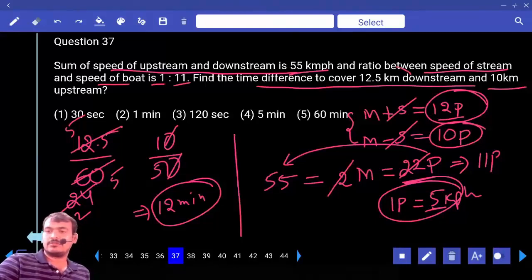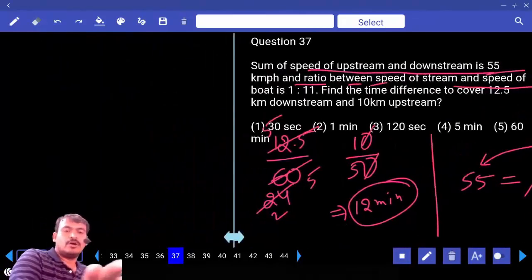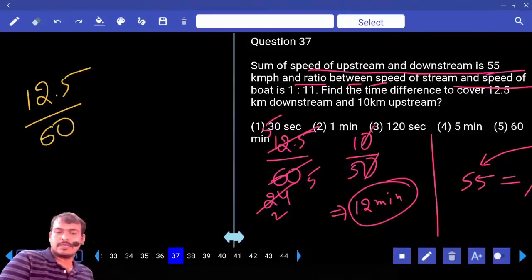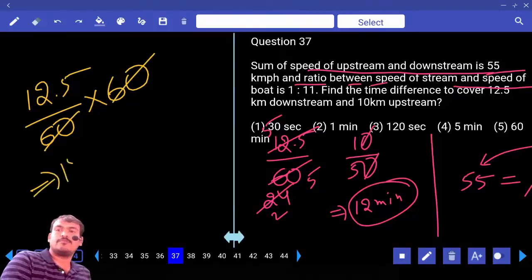Distance is given how much? 12.5. M plus s is how much? 12 parts. 12 and a half by 60. Converted to minutes or hours? Minutes. Into 60. Both 60 are cancelled. What is the remaining value? 12 and a half minutes.